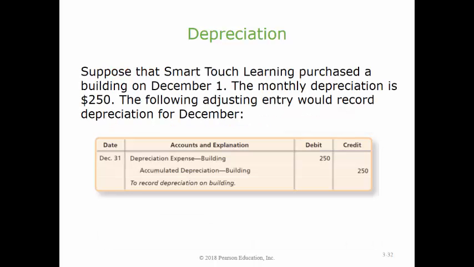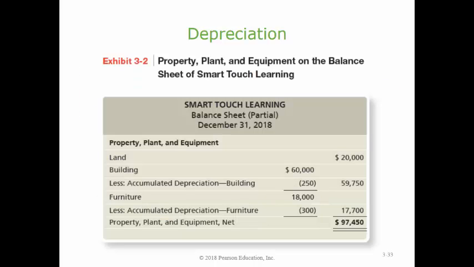Suppose that Smart Touch Learning purchased a building on December 1st. The monthly depreciation is $250. The adjusting entry would record depreciation for December by debiting depreciation expense building and crediting accumulated depreciation building for $250. Had Smart Touch Learning not recorded the adjusting entries for depreciation on the furniture and building, plant assets would have been overstated and expenses would have been understated.